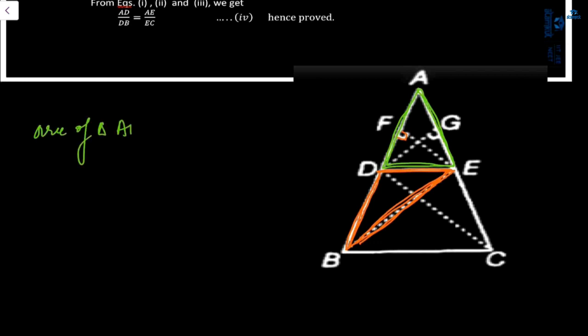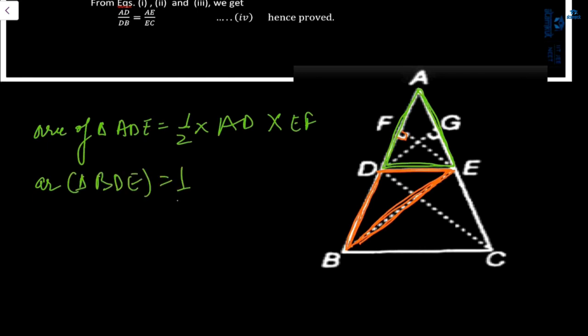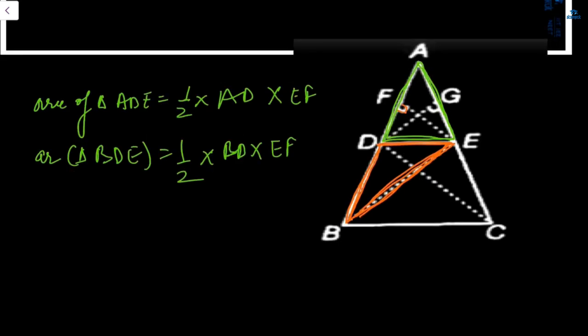ADE is equal to what? Half base into height. So base will be AD, for the above green one, ADE. So half into AD and height will be EF. Now similarly, area of triangle BDE will be half base BD and height will be again EF. Height will be this one only. Now if you are finding the ratio of both the triangles.